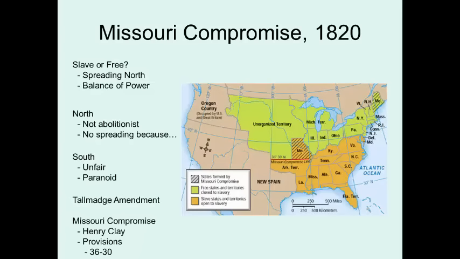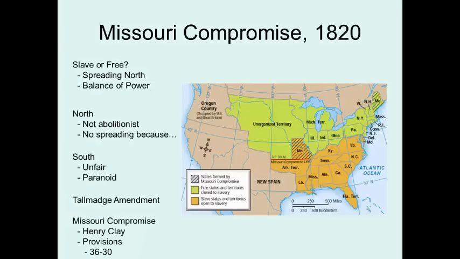People are not happy about the idea of slavery spreading north. But a second problem is going to be that balance of power in the Senate. At the time, there were 11 slave states and 11 free states in the Senate. And so, if you admit Missouri as a slave state, it is going to upset that congressional balance of 11-11.